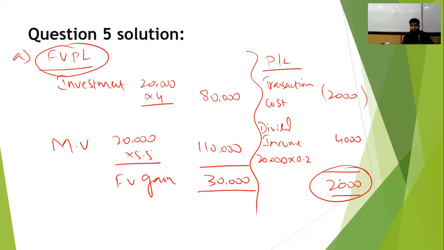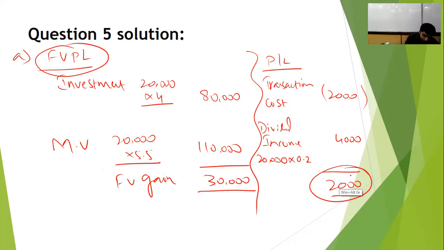So the examiner may ask you a question, having given this whole information, requiring what amount to be recognized in P&L. So we'll be saying that the net amount recognized in P&L would be $2,000 as an income.